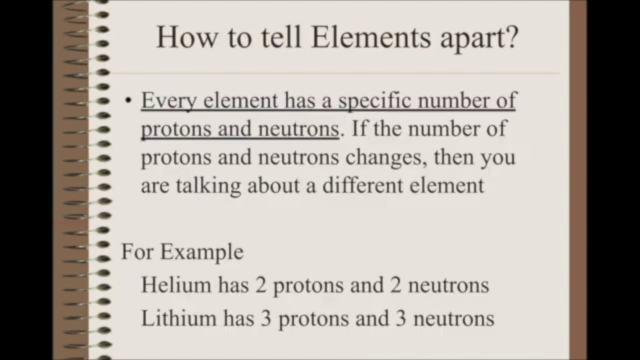All right, how to tell elements apart. Every element has a specific number of protons and neutrons. You need to write that down. If the number of protons and neutrons change, then you're talking about a different element.